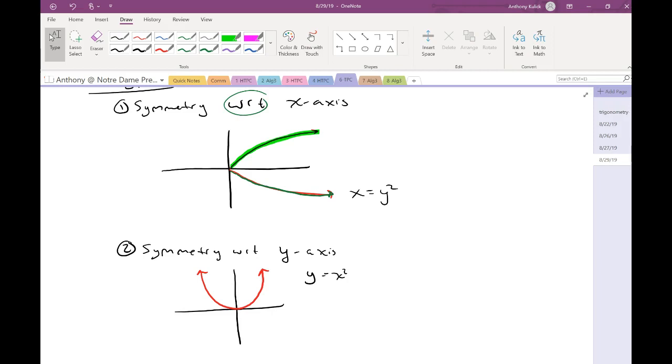What can you say about the first graph? Yeah, that it fails a vertical line test, which means it's not a function. Is there any way that you can have a function that's symmetric about the x-axis? No, right? They're all going to fail a vertical line test if they're symmetric about the x-axis. None of those things will be functions. Everybody okay with that idea?